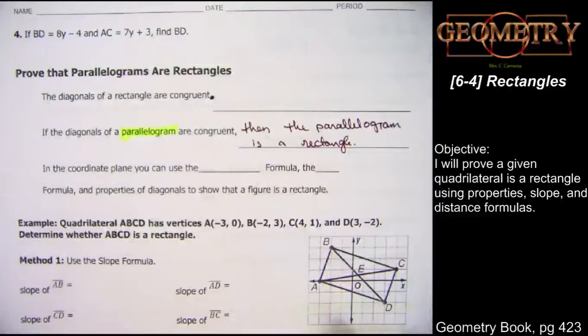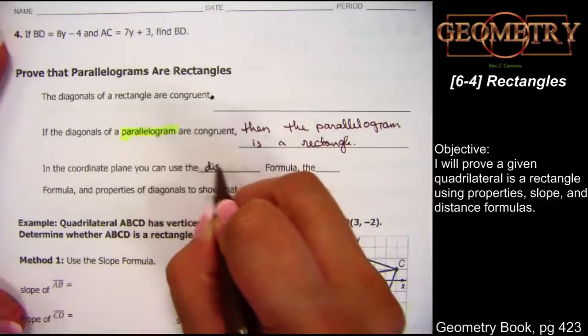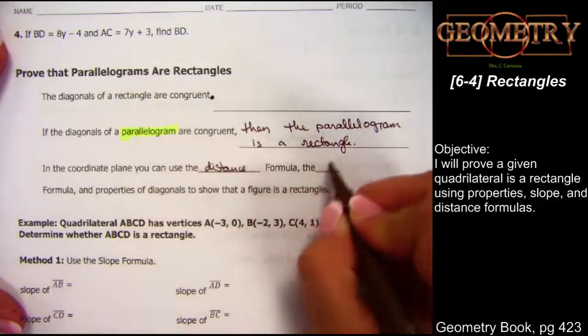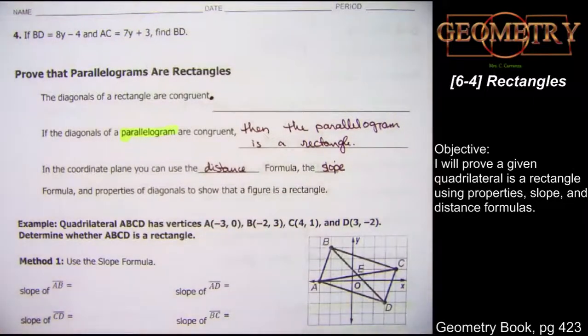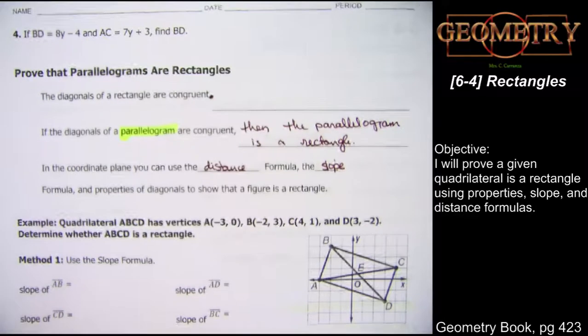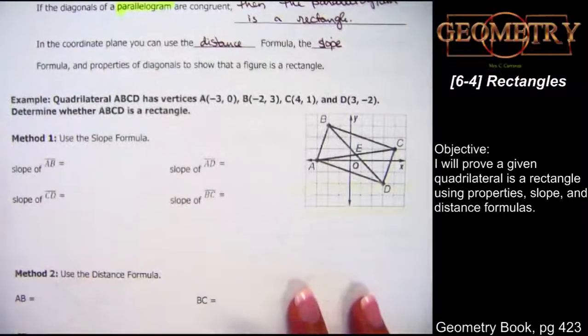In the coordinate plane, fancy word for graph paper, you can use the distance formula or the slope formula and the properties of diagonals, that they're congruent, that they bisect each other, in order to show that the figure is a rectangle. And that's what we're going to be spending our time on the rest of the class period.